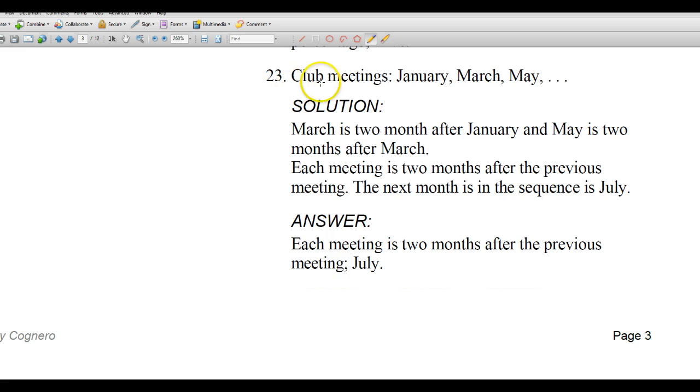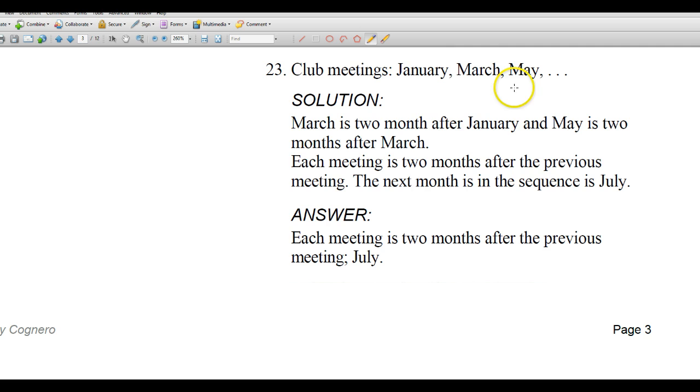Number 23, for our club meetings, we have January, March, May. So we can see that we skip a month, or that each meeting is 2 months after the previous meeting. So go 2 months later from May. So the next item in the sequence would be July.